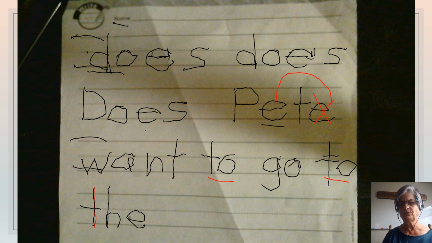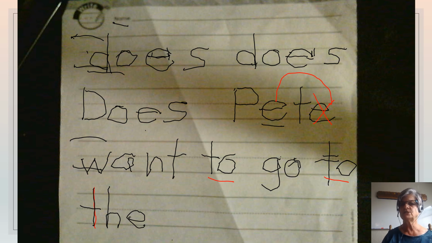Make sure you leave spaces between the word does and Pete. Leave a space between Pete and want. Leave space between the word want and to. Leave space between the word to and go. Leave space between the word go and to. And then to and the. Now I'm going back to read. Does Pete want to go to the?